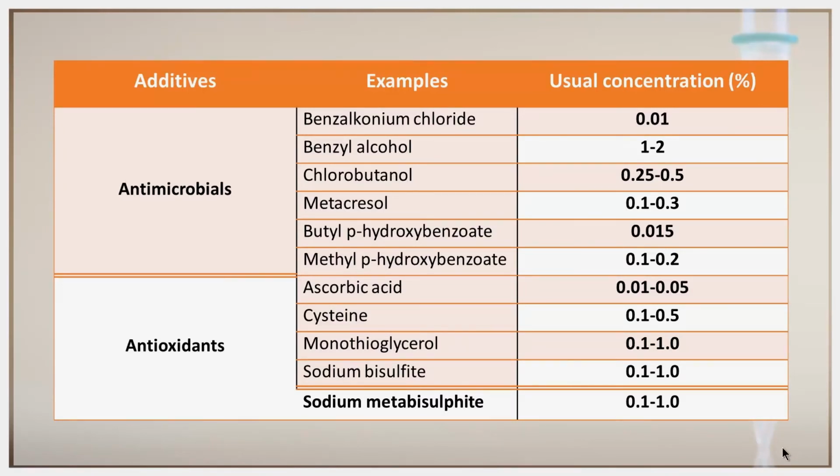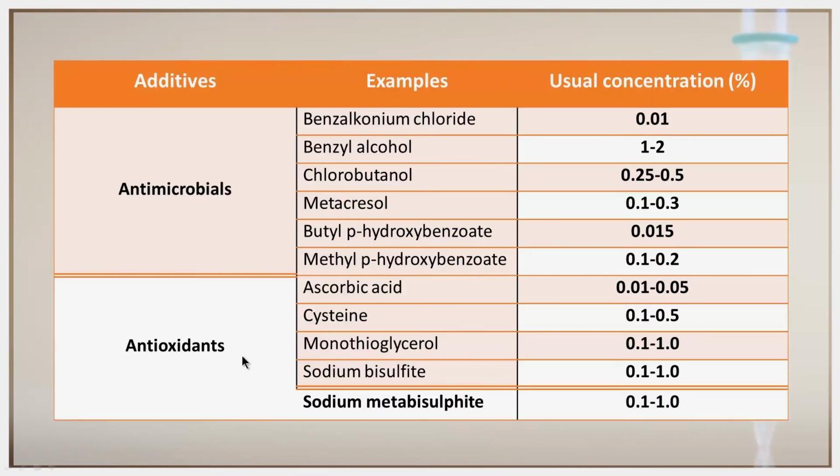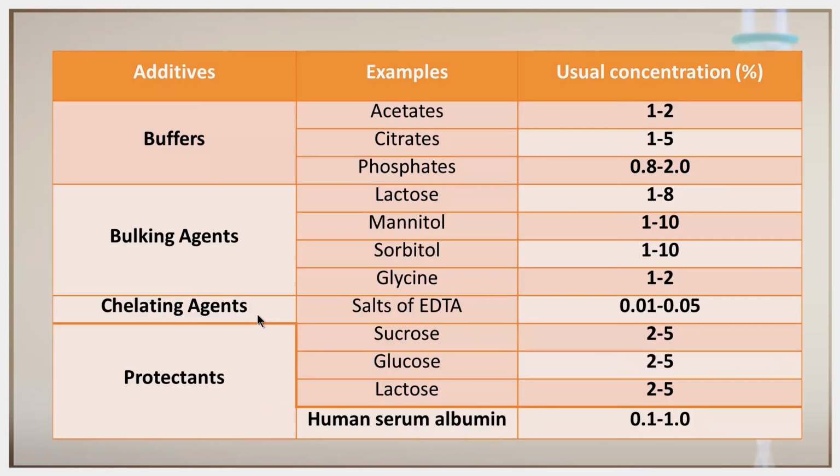Now, moving to the additives or excipients used in formulation of parenteral dosage form. So, we use antimicrobials, antioxidants, buffers, chelating agents, protectants, solubilizing agents, surfactants and tonicity adjusting agents. Antimicrobials we use to protect our preparation against growth of microorganisms, and antioxidants, chelating agents and buffers are used to enhance the chemical stability of a solution.